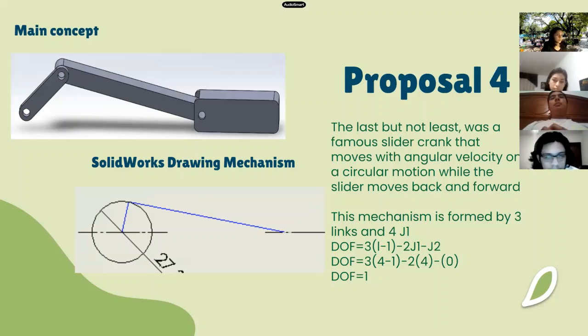Well, for the last proposal, proposal number 4, it was a famous slider crank that moves with angular velocity on a circular motion while the slider moves back and forward. This mechanism is formed by 3 links and 4 joints. And if we substitute these values in our degrees of freedom equation, we have a result of 1 degree of freedom.